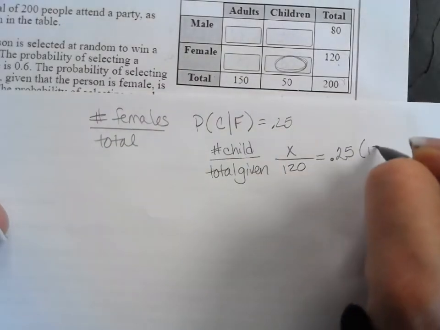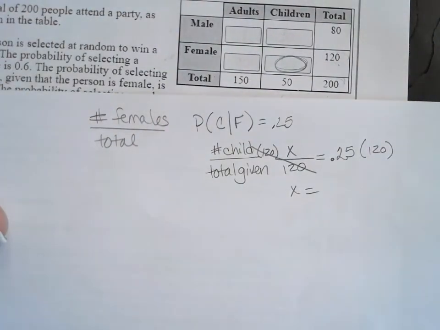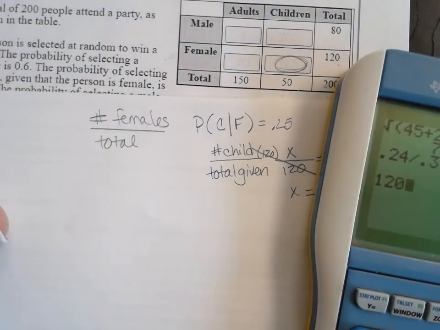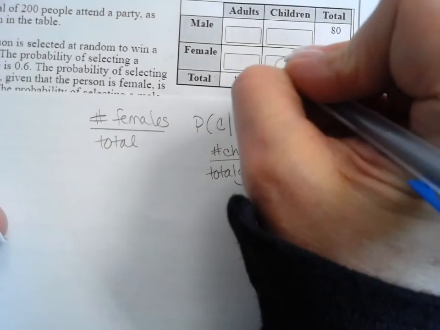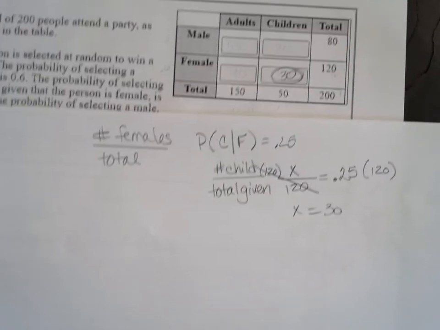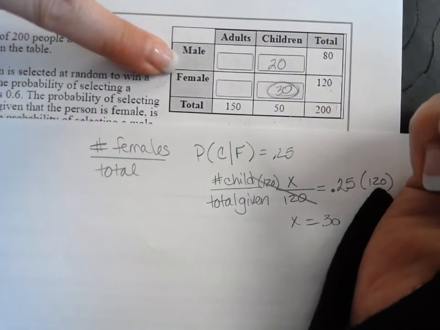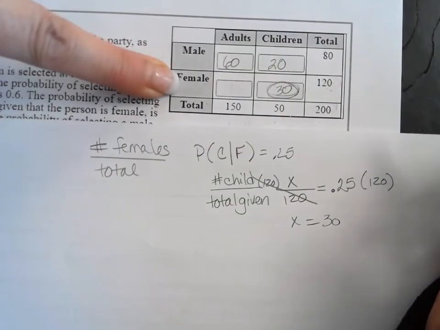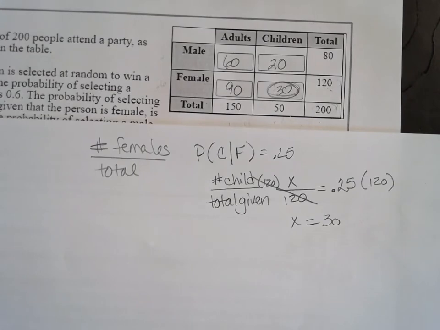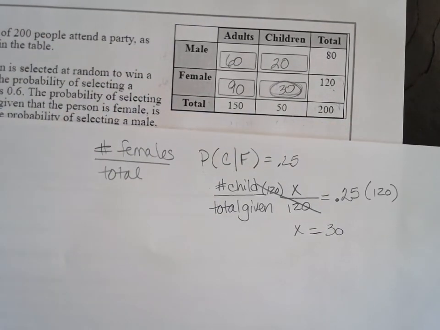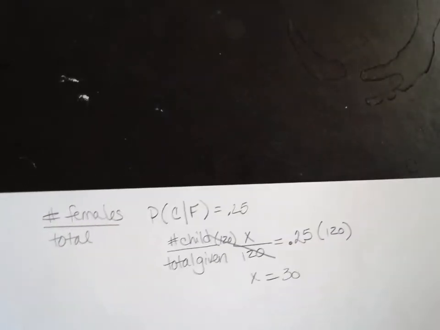Okay, so if I multiply both sides by 120, those cancel, and x is equal to 120 times 0.25, which gives me 30. And now, how many male children do I have? 20. And how many male adults do I have? 60. And how many female adults do I have? So as long as you find that one with your probability, then you can back into all the other ones. Good? That one looks scarier than it really is.